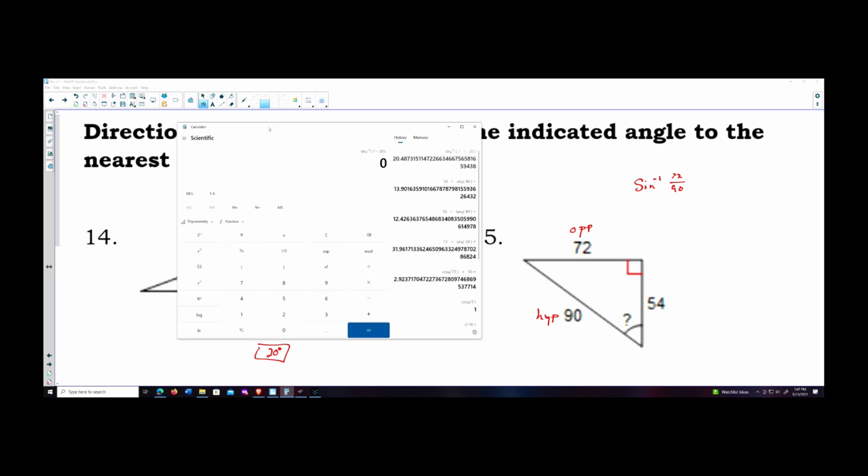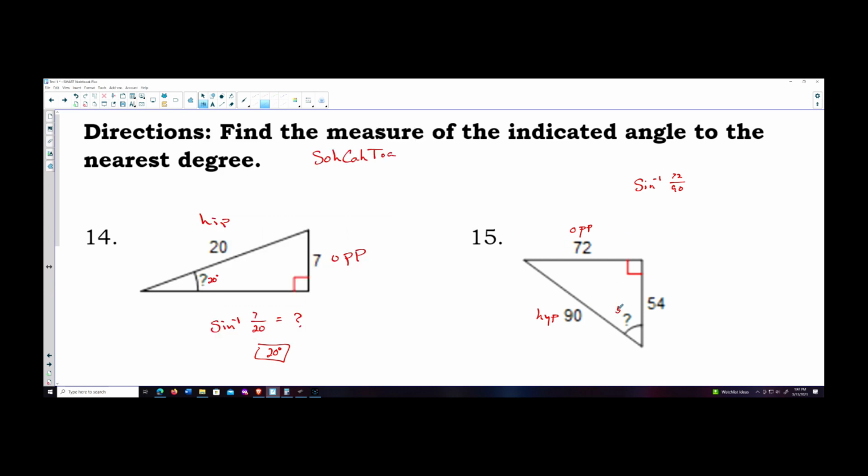Make sure you clear it. I think you have to open a parenthesis because you're going to divide, and again, it's different in the TI Nspire, but here I have to put a parenthesis to put the 72 divided by 0.8. 72 divided by 90 is 0.8, and then I'm going to get the sine inverse because it's backwards on this calculator, and it gives me 53.1, or 53 degrees. So that's 53 degrees. That's my answer.